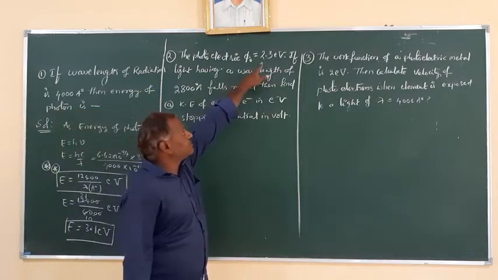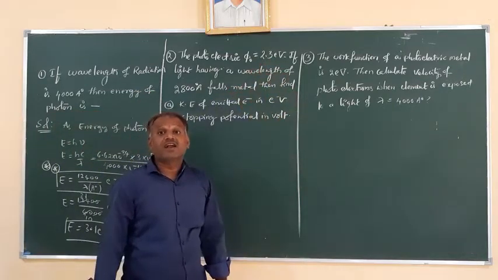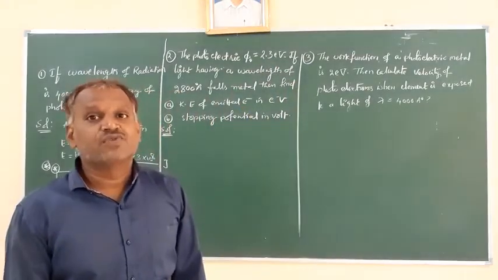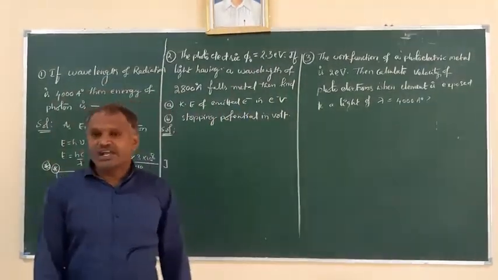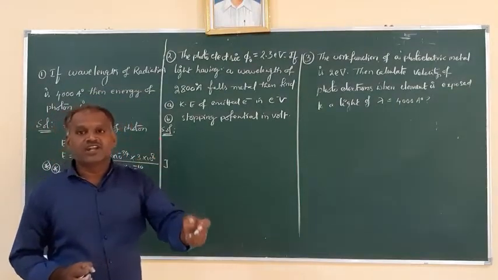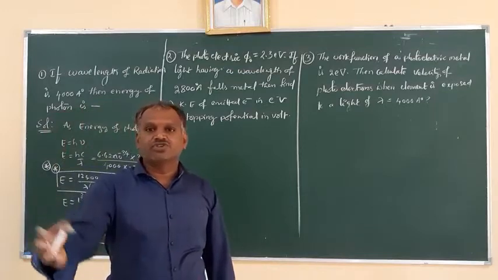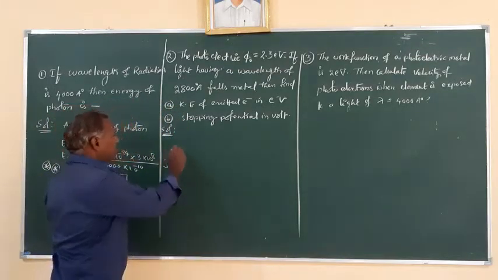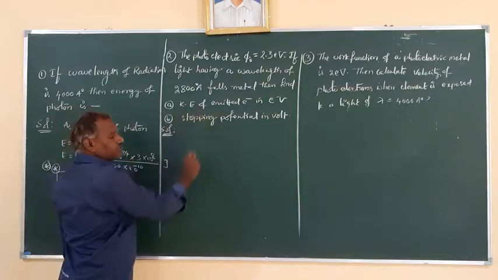Once you know that value in electron volts, you subtract the work function, and then you get the kinetic energy of electrons by using Einstein's photoelectric equation: incident energy minus work function gives the maximum kinetic energy acquired by emitted electrons. So first I am calculating the kinetic energy of emitted electrons.